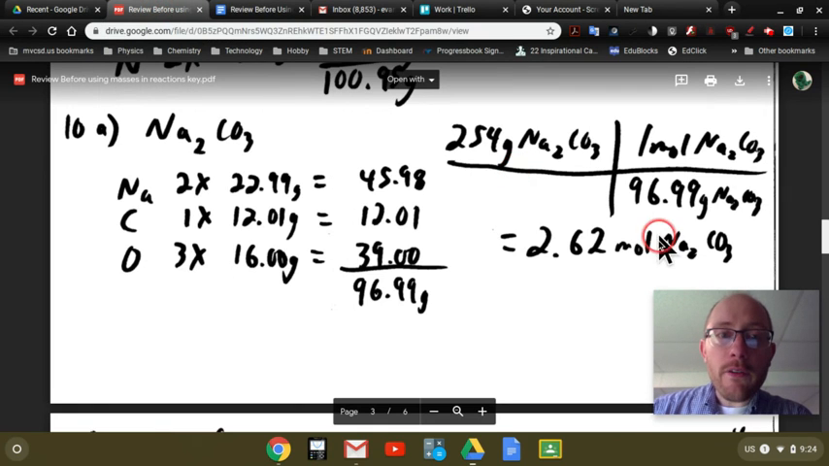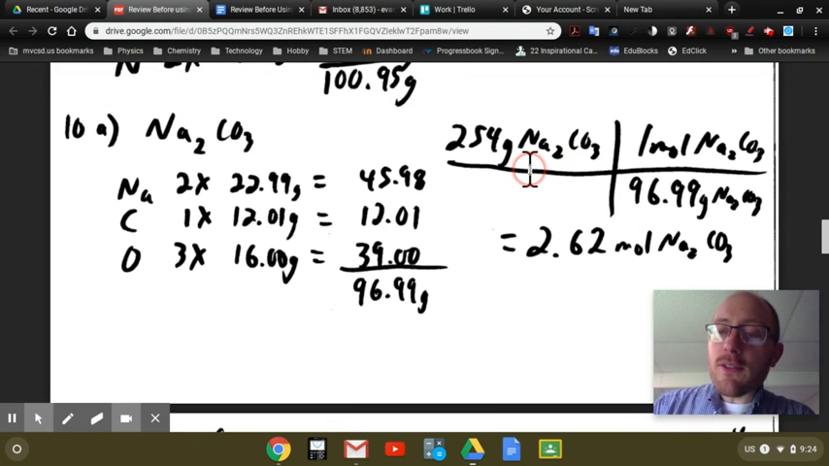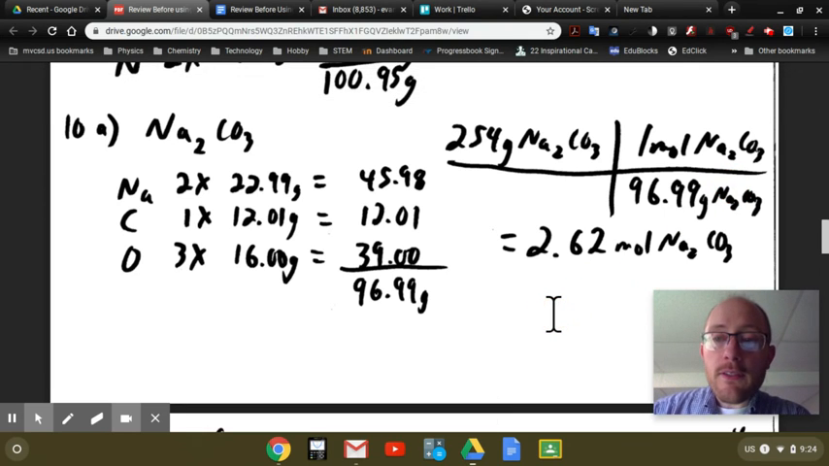Now, here's the work for it. First thing you do is figure out the molar mass. When you do that for baking powder, sodium carbonate, it's 96.99 grams. You go over here, you have 254 grams. You need to use a big fraction. The grams goes on the bottom so that it'll cancel. You multiply the stuff on the top. You divide the stuff on the bottom. You get 2.62 moles of sodium carbonate.